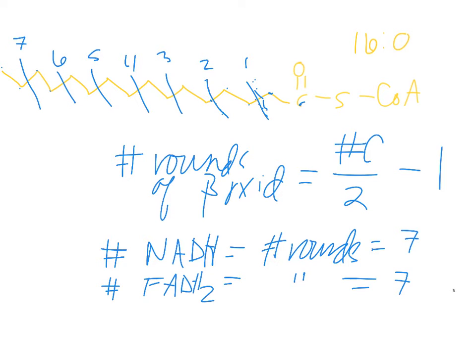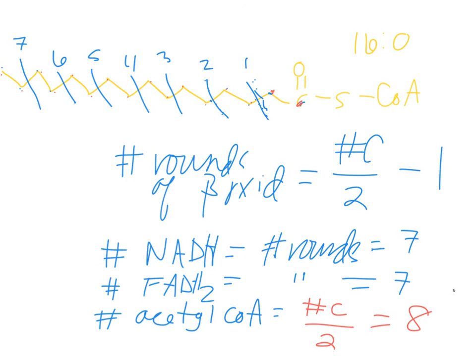The number of acyl-CoAs, though, is a little bit different. So if you notice, we have 1, 2, 3, 4, 5, 6, 7, 8 acyl-CoAs. The number of acyl-CoAs is the number of carbons divided by 2. So in this case, we have 8 of those.